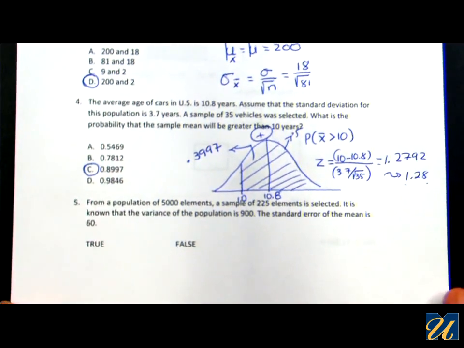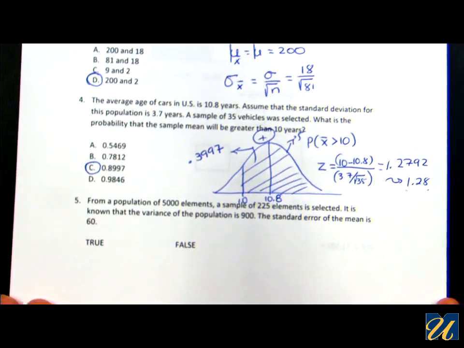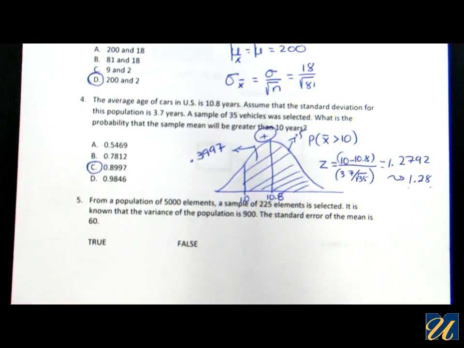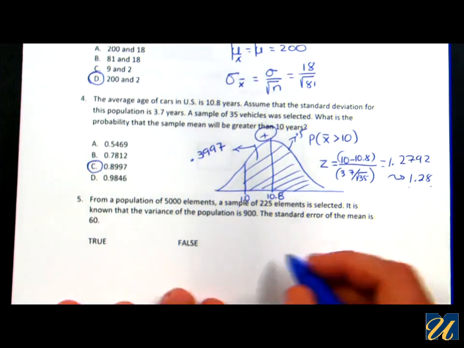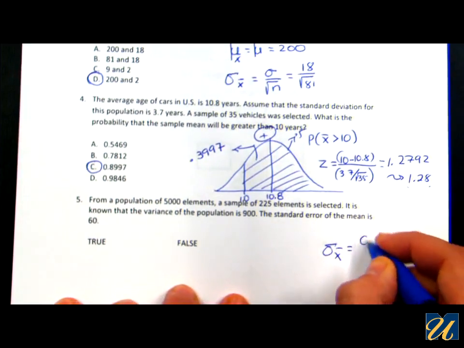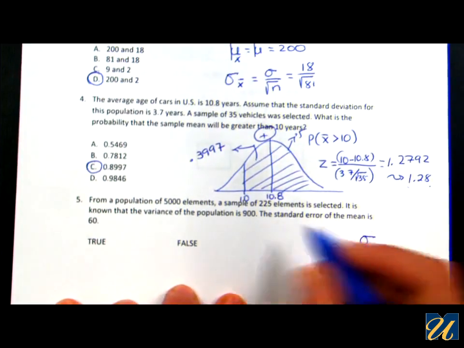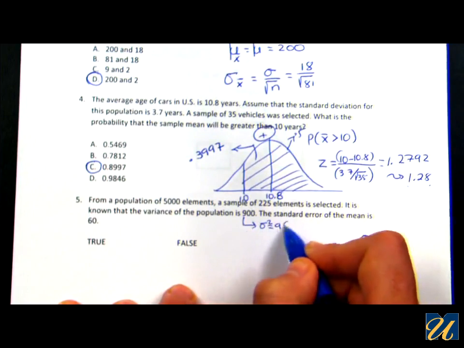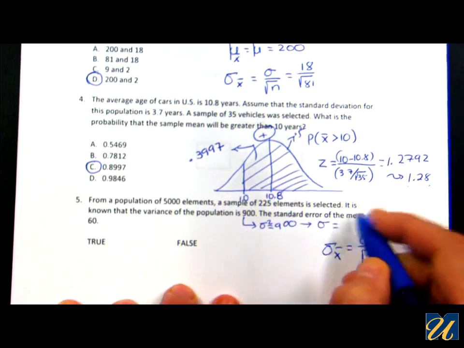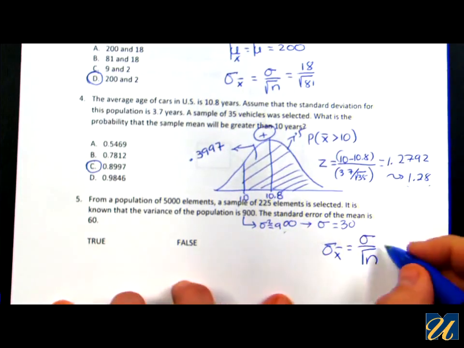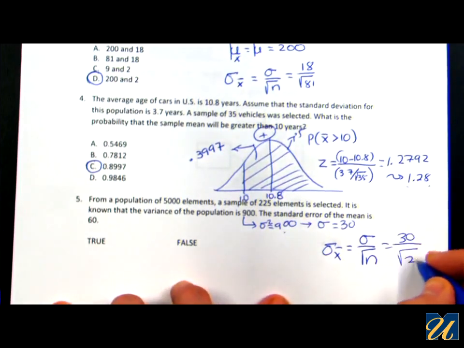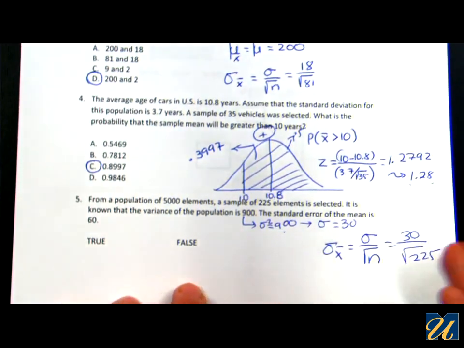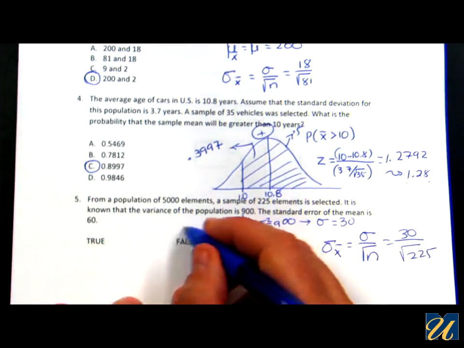For number 5, from a population of 5,000 elements, a sample of 225 elements is selected. It is known that the variance of the population is 900. The standard error of the mean is. So sigma x bar is equal to sigma divided by square root of n. I have the variance to be 900. From here, sigma will be equal to 30. You take the square root of 900. So 30 over square root of 225. This will be equal to 2, not 60. Therefore, this is false.